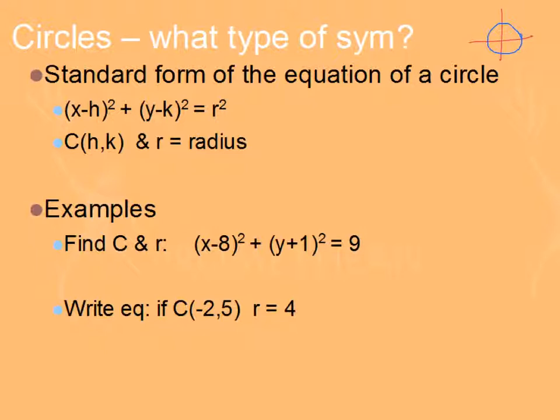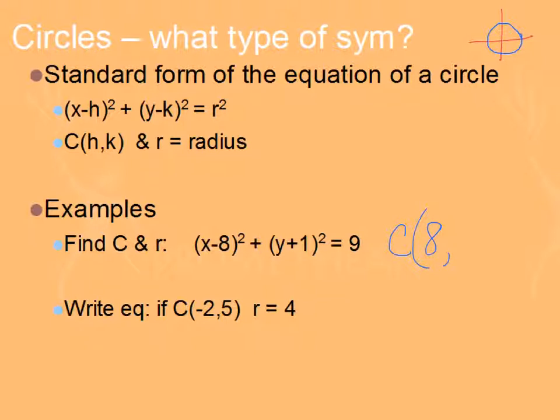So with that idea, we should be able to give you an equation, and you pick out the center and radius. Okay, so on this example, the center, if you look at what's inside the parentheses, it's a minus 8, so I always do the opposite. It's going to be a positive 8.